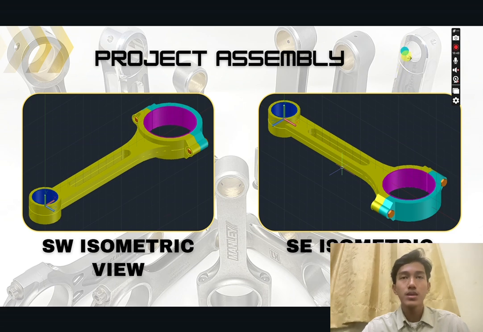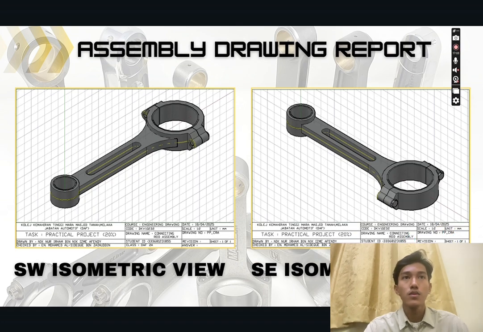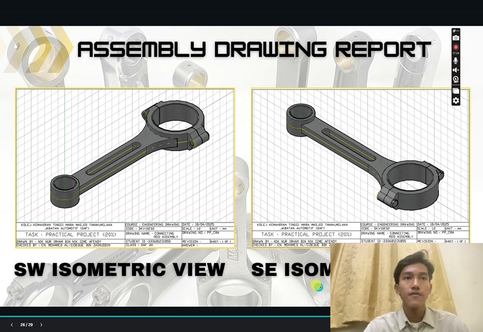For the project assembly, this is the assembly of my connecting rod project. This is the assembly isometric view, and this is the SE isometric view. This is the assembly drawing report. I put them in a title block, practical project. This is the SW isometric view, and this is the SE isometric view.